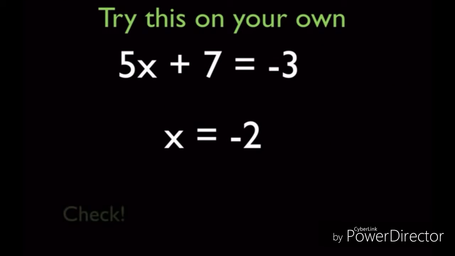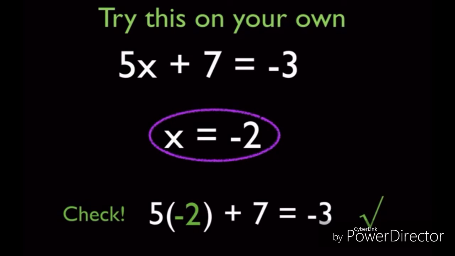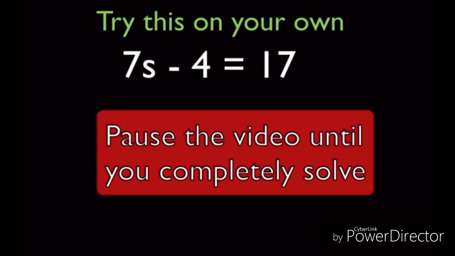Okay, plugging that negative 2 into our original equation, I'm going to get 5 times negative 2, which is negative 10. Negative 10 plus 7 is negative 3. So we're good, and our answer is correct. Okay, one last one to try. Hit pause, hit play when you're ready.